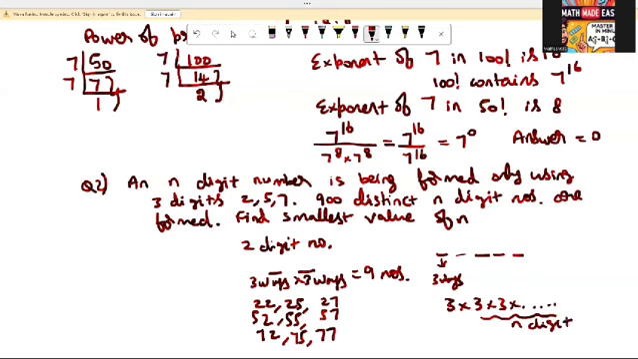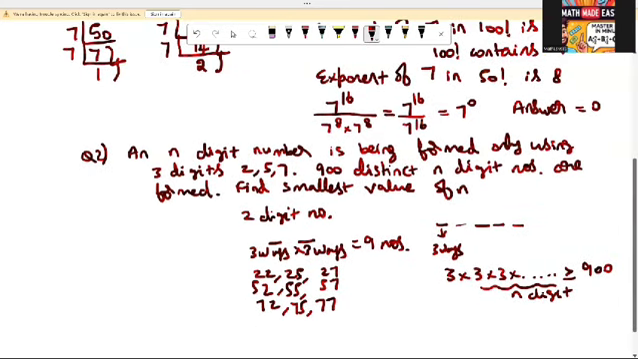We want 3 into 3 into so on, n times, to be greater than or equal to 900. From that, we'll figure out the smallest value of n. So 3 power n should be greater than or equal to 900. By easy logical observation: 3 power 4 is 81, 3 power 5 is 243, 3 power 6 is 729. So n has to be minimum 7, because at 7 it will be greater than 900. Since they are only looking for the smallest value of n, the answer is n should be minimum 7.